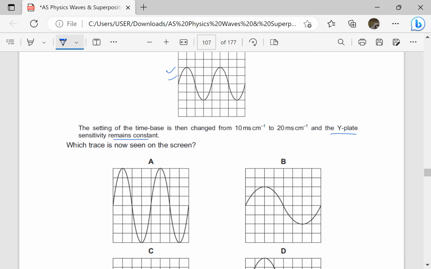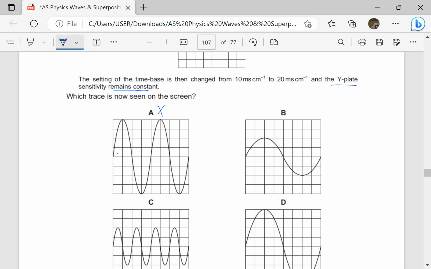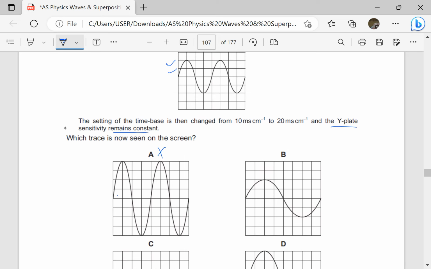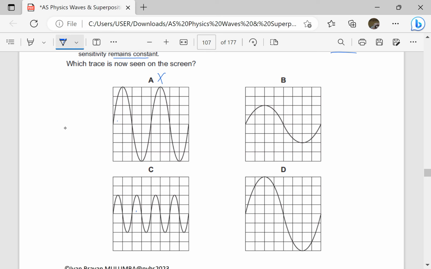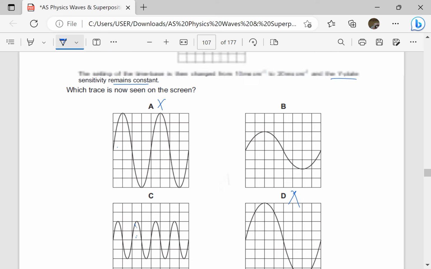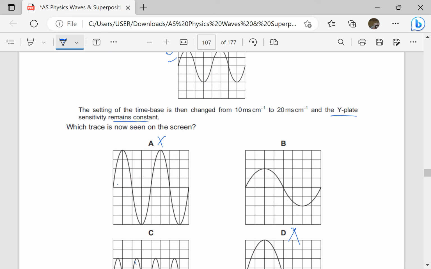So begin by eliminating amplitude. This one shows the amplitude as double. That is wrong. Here the amplitude has remained the same, two boxes. Here the amplitude has remained the same, two boxes. Here it has been doubled, so these two are wrong. We remain with the two where we are going to check the frequency or the period.